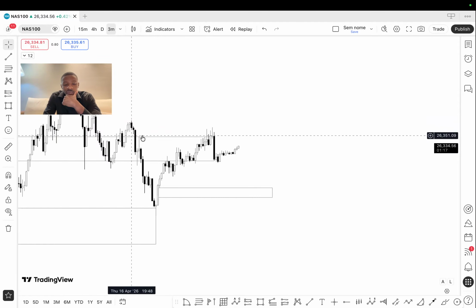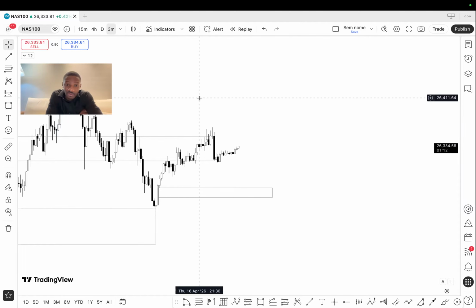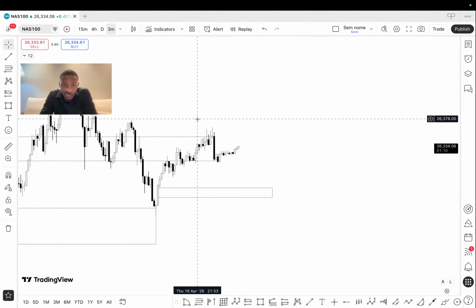When do we use the Fibonacci? I use the Fibonacci for confirmations, as an entry confirmation tool.